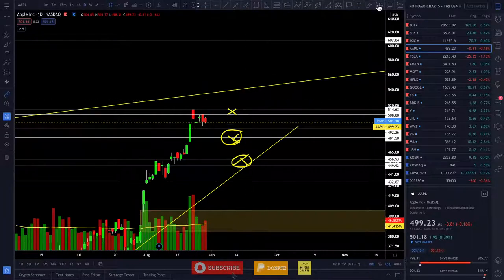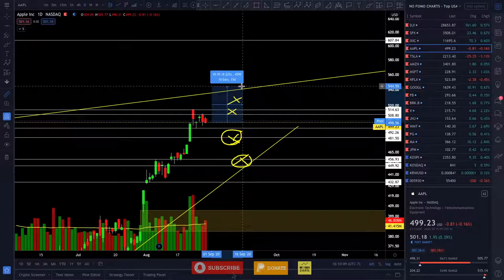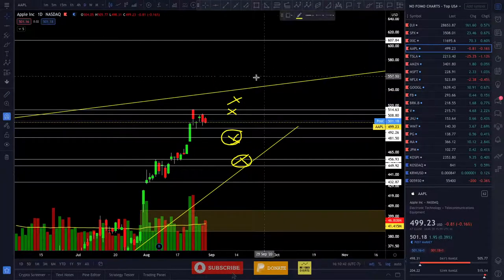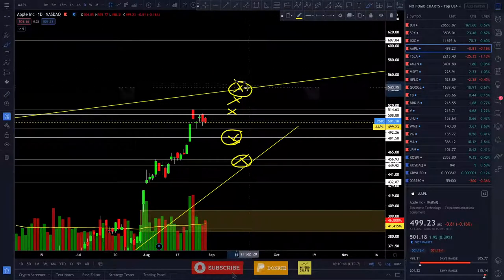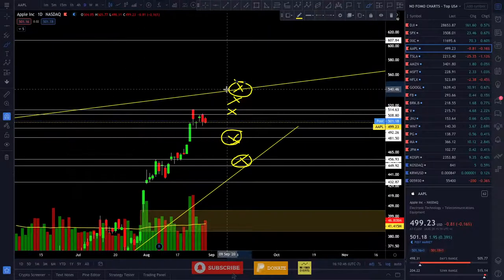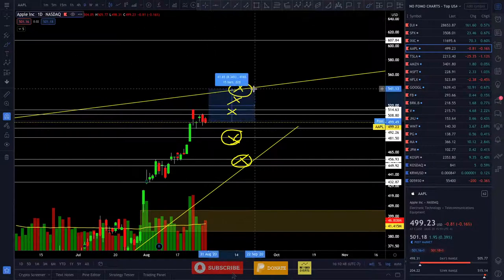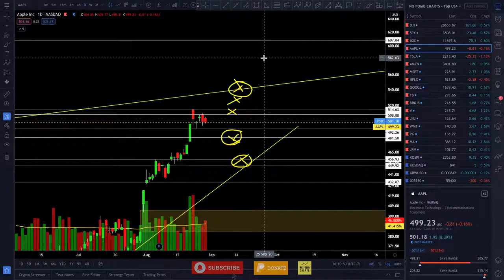6%, 525. 9%, 545. This one, particularly on the top, because that matches that monthly trend line, that 545, that plus 10%, relatively speaking, okay? All right.